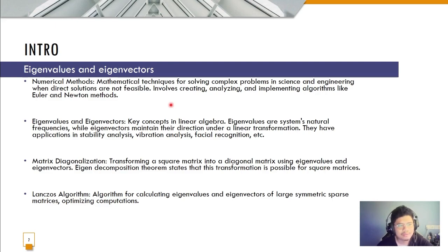So we'll be focusing on Chapter 7, which is eigenvalues and eigenvectors, a key concept in linear algebra. Eigenvalues are a system's natural frequencies, while eigenvectors maintain direction under linear transformation. They have applications in stability analysis, vibration, facial recognition, etc.